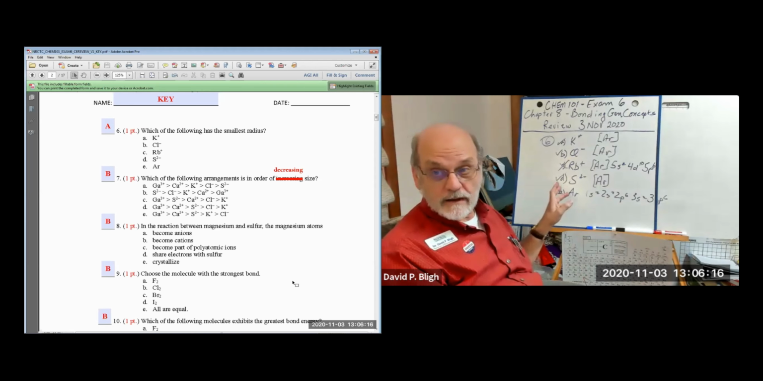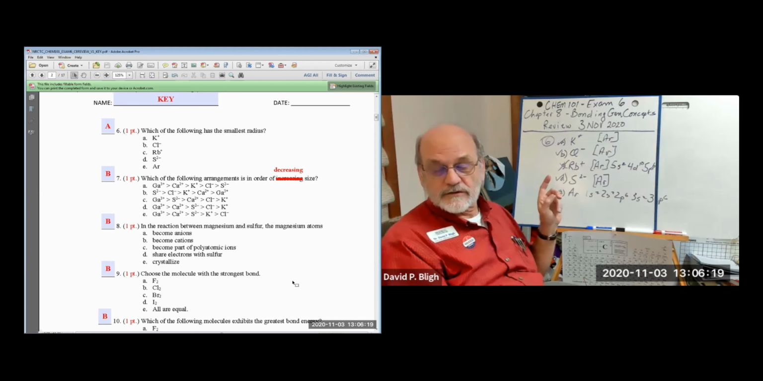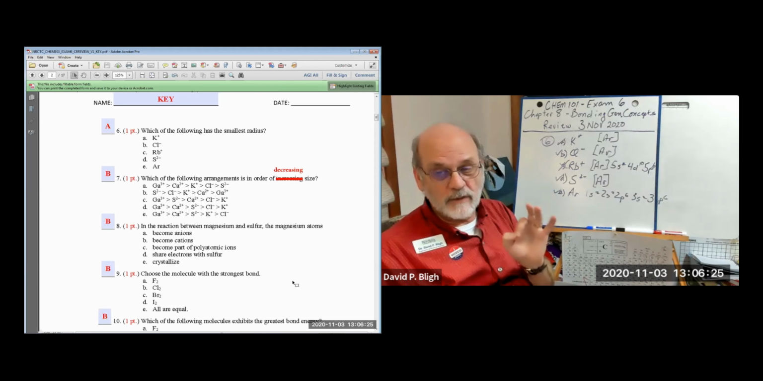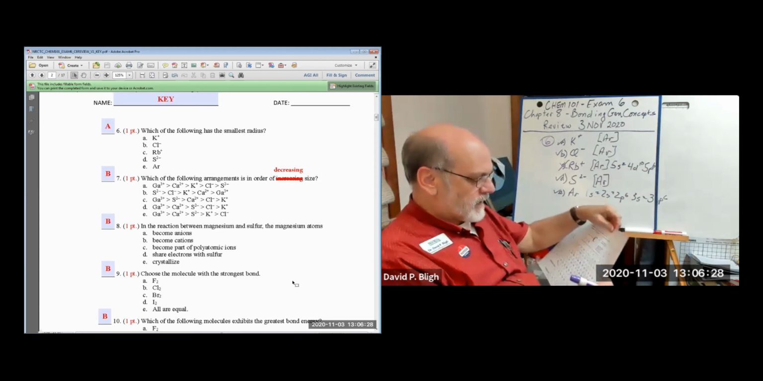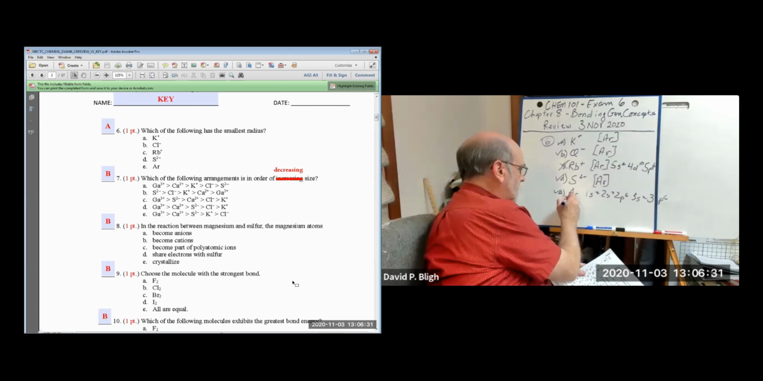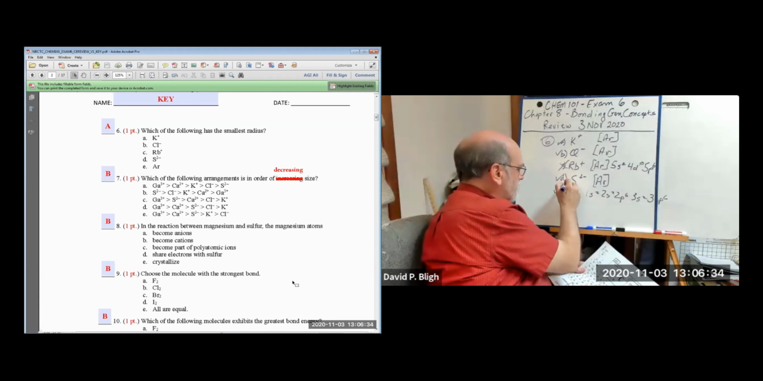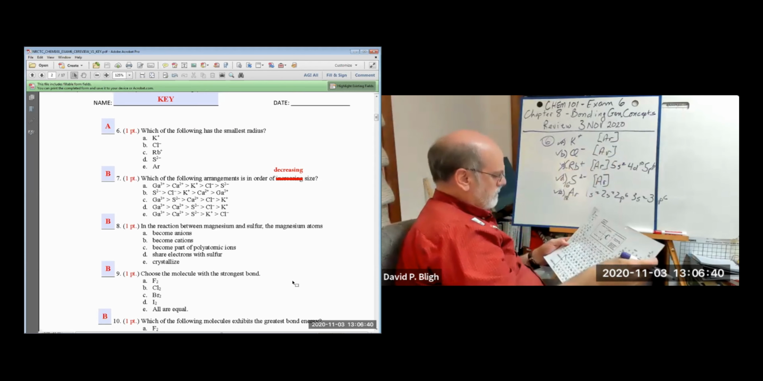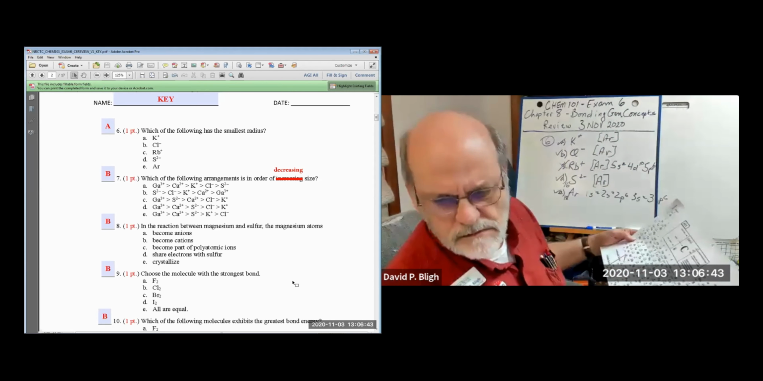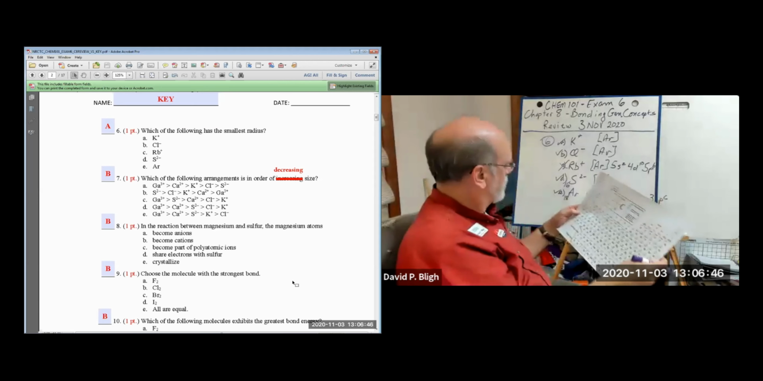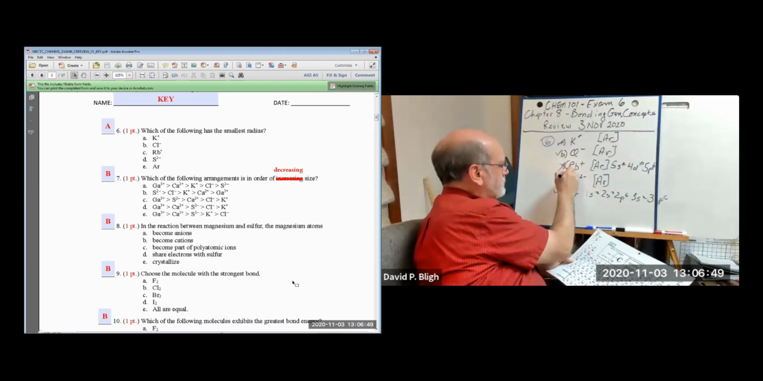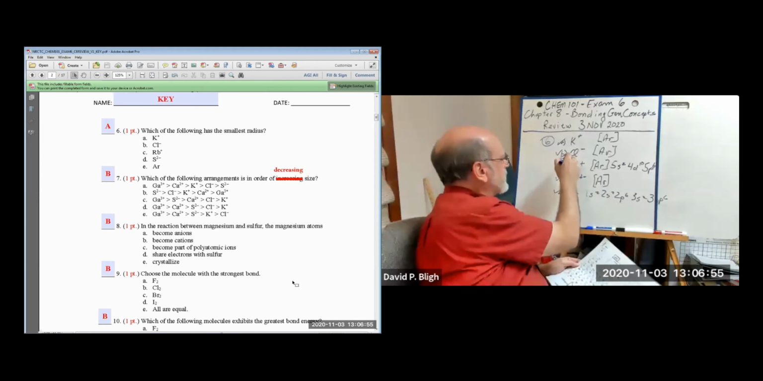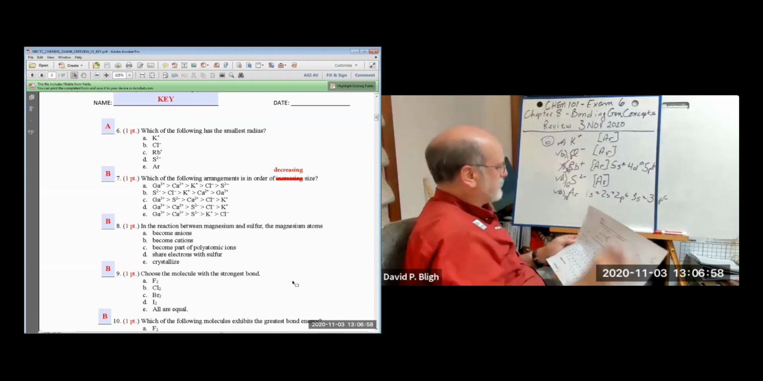If they're all isoelectronic, then what you want to know is how many protons there are. They might have the same number of electrons, but they still have a different number of protons. So let's look: argon has 18. Sulfur has 16. Rubidium has 37. We threw that one out already. Chlorine has 17. And potassium has 19.